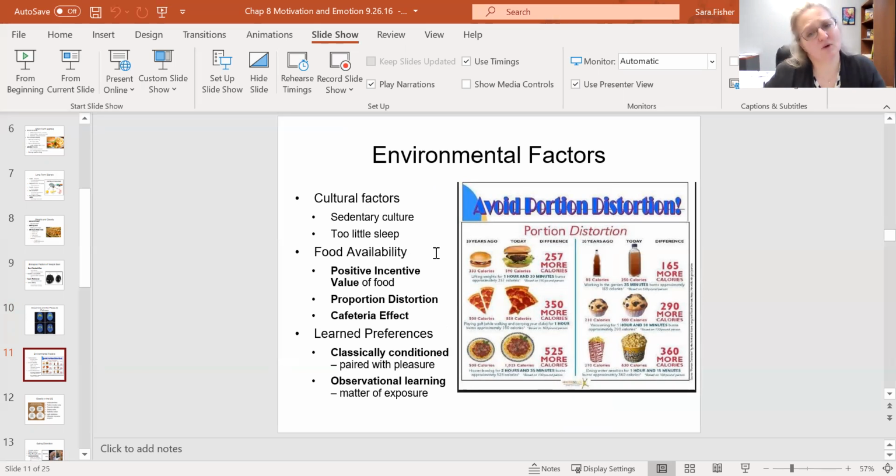A couple really important terms on this slide that you can bet $1 they're going to show up on a test. One of them you've already seen, which is positive incentive value. That means food tastes better.